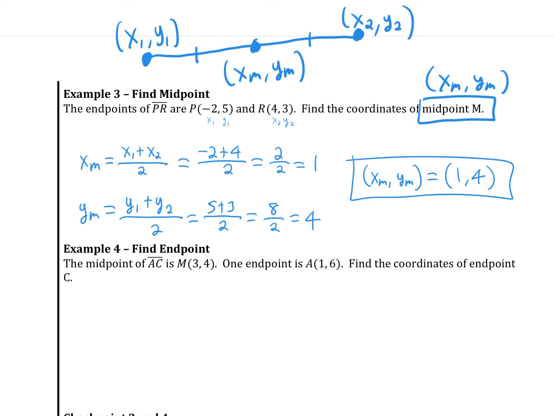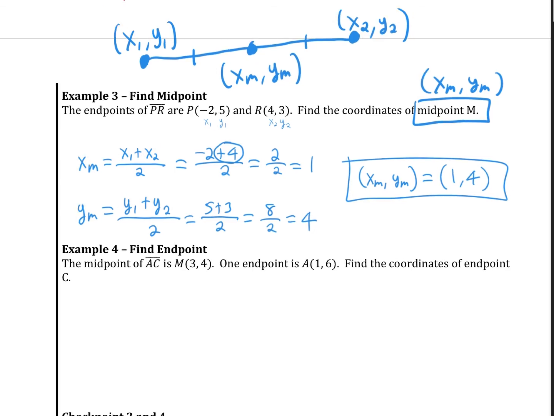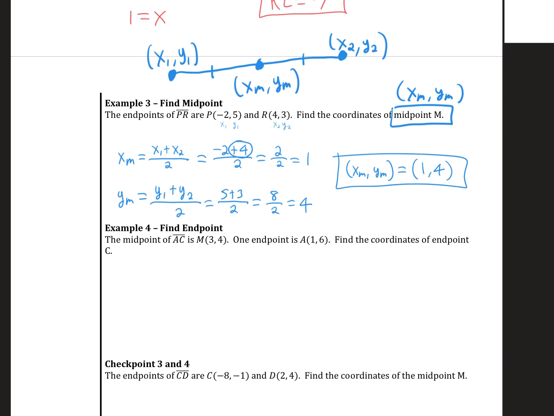Okay, so that's the coordinate of the midpoint. If you had a negative here, you can do plus a negative, or you can just do minus. For example, if it was -4, you could do -2 minus 4, or you could do plus -4. Either one would work. So that is the example for this one.